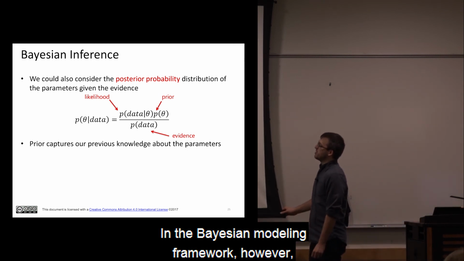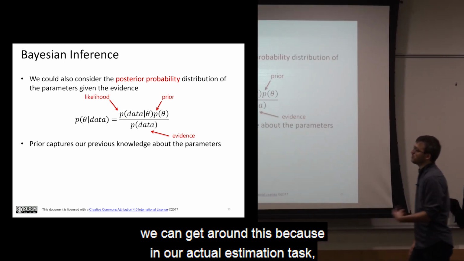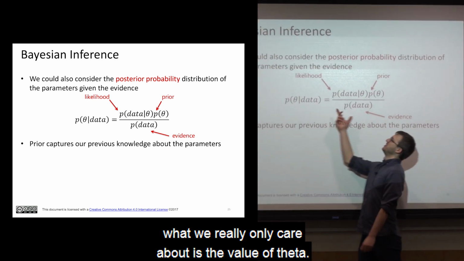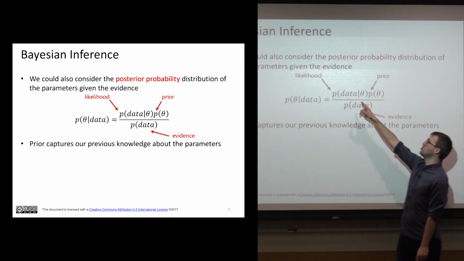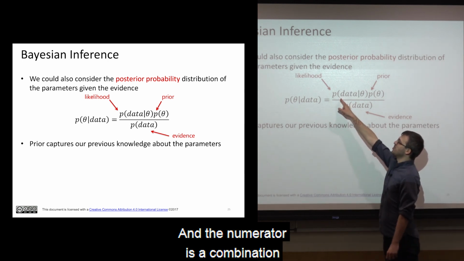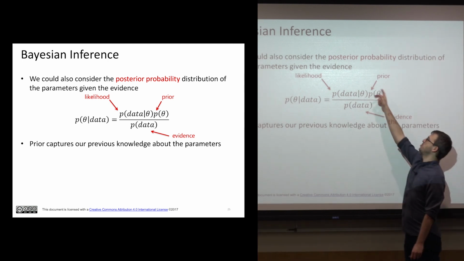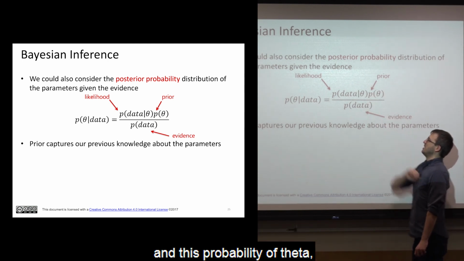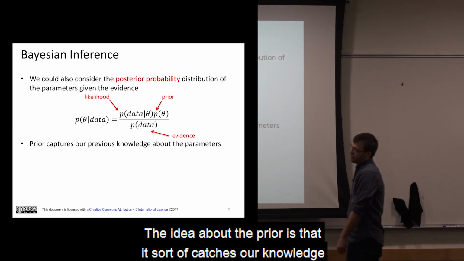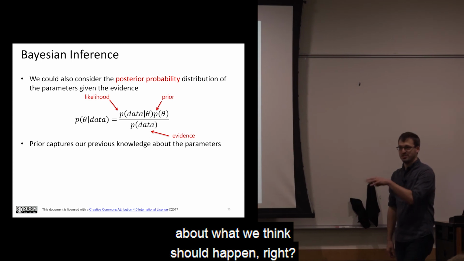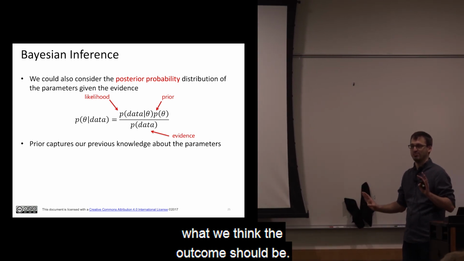In the Bayesian modeling framework, however, we can get around this because in our actual estimation task, what we really only care about is the value of theta. So technically, the denominator in this expression is immaterial. It's the numerator that's really of interest. And the numerator is a combination of both the likelihood, which is what we were looking at before, and this probability of theta, which in this framework we call a prior. The prior captures our knowledge about what we think the outcome should be before we've even seen any data.